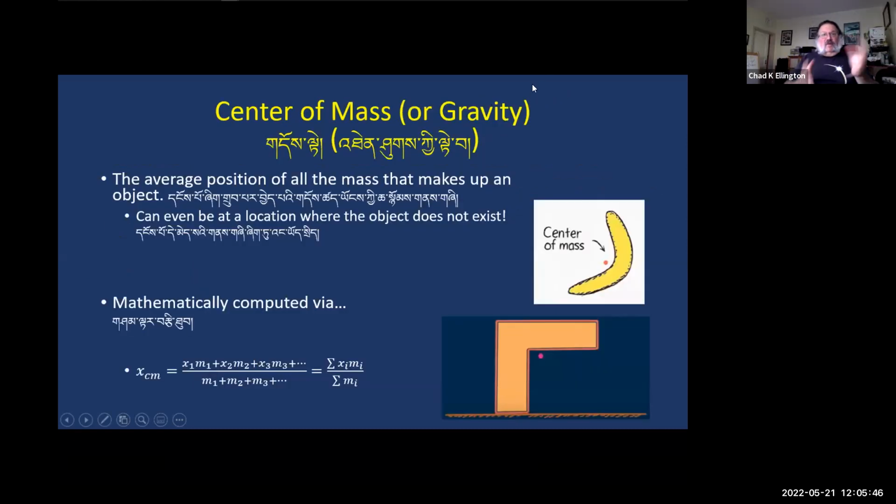Okay, so somewhat related to what we've been covering here is this idea of the center of mass, sometimes referred to as the center of gravity.